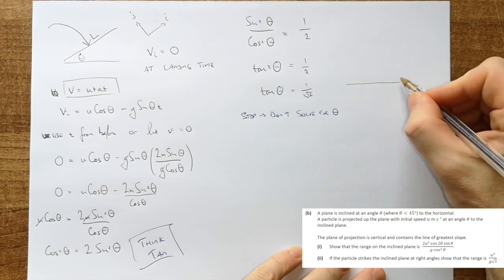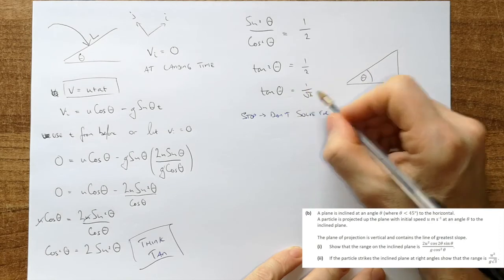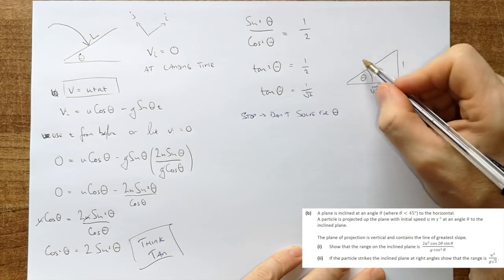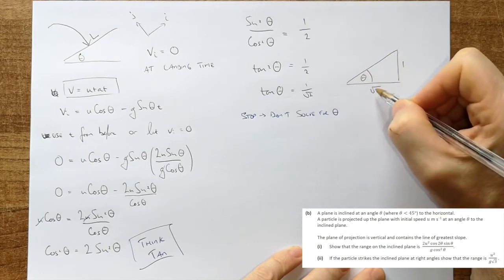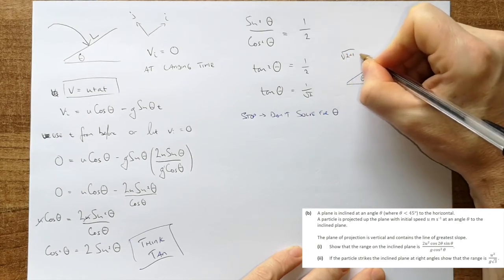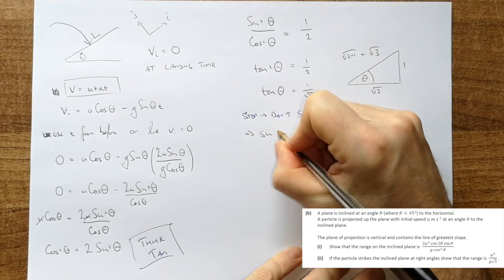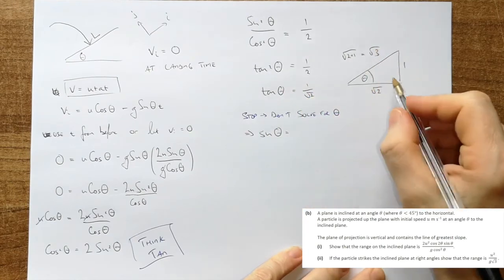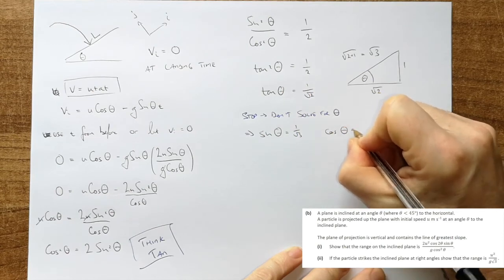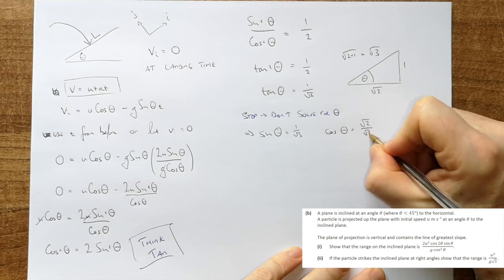If tan theta is 1 over root 2, there we go, there's theta. Opposite over adjacent, 1 over root 2. And this hypotenuse is the square root of 1 squared plus root 2 squared, so it's the square root of 2 plus 1, and that is the square root of 3. So therefore, sine theta is 1 over root 3, cos theta is root 2 over root 3.